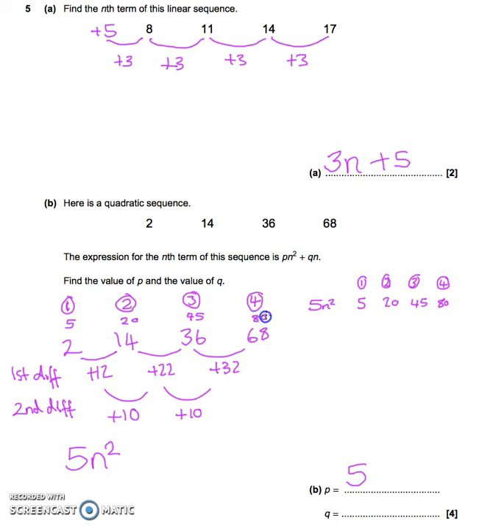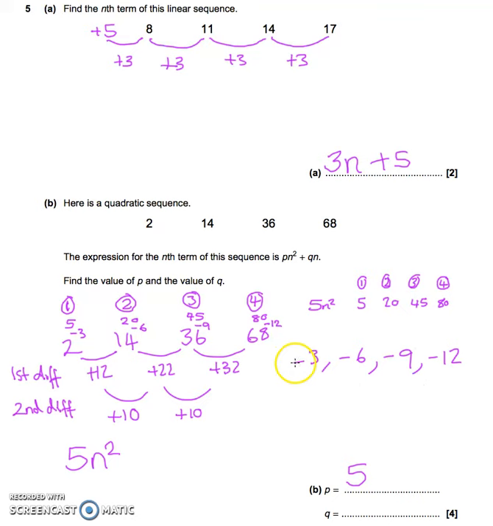Now you have to think about what the difference is between 5 and 2. To get from 5 to 2, you'd have to minus 3. To get from 20 to 14, you'd have to minus 6. To get from 45 to 36, you'd have to minus 9. And to get from 80 to 68, you'd have to minus 12. So we have this other sequence that's going on here. It's all about different sequences. We've got minus 3, minus 6, minus 9, and minus 12.